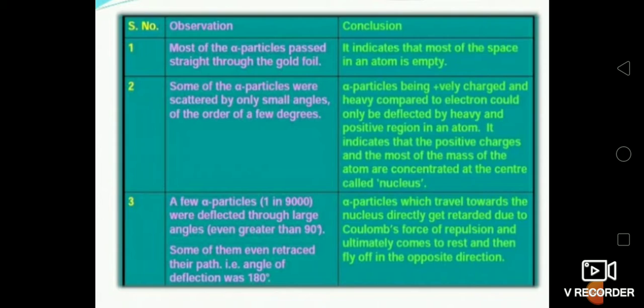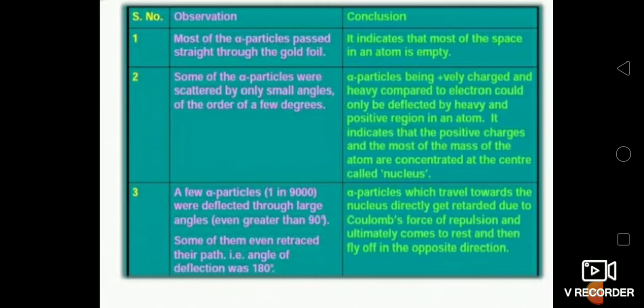Observation number 2. Some of the alpha particles were scattered by only small angles of the order of a few degrees. Conclusion. Alpha particles, being positively charged and heavy compared to electrons, could only be deflected by a heavy and positive region in an atom. It indicates that the positive charge and most of the mass of the atom are concentrated at the center called the nucleus.